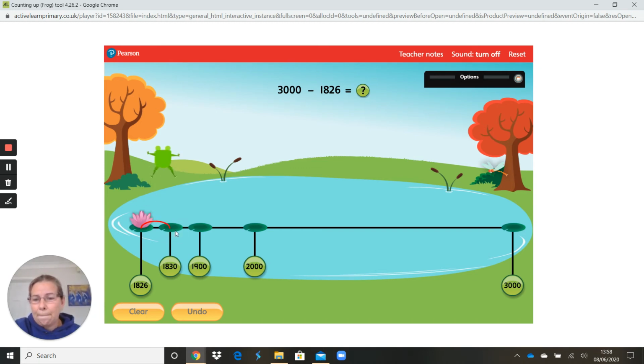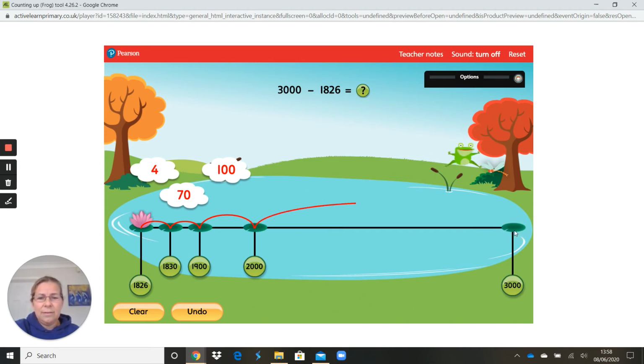First, jump. What do you think it is? From 1,826 to 1,830, we've got 4 to the next 10. Then 70, then 100. And what do you think the final jump is from 2,000 to 3,000? Brilliant, you've got it. It's another 1,000.